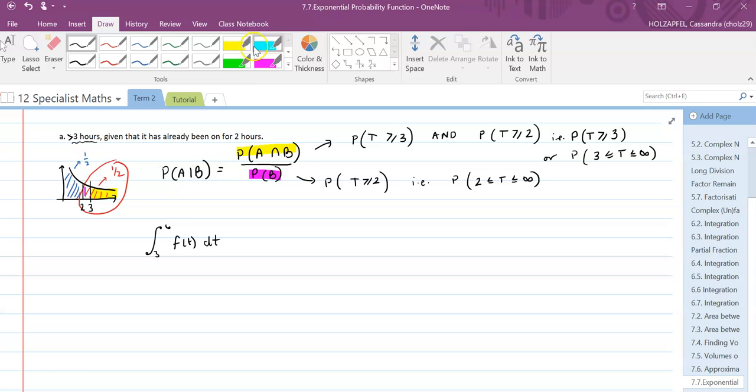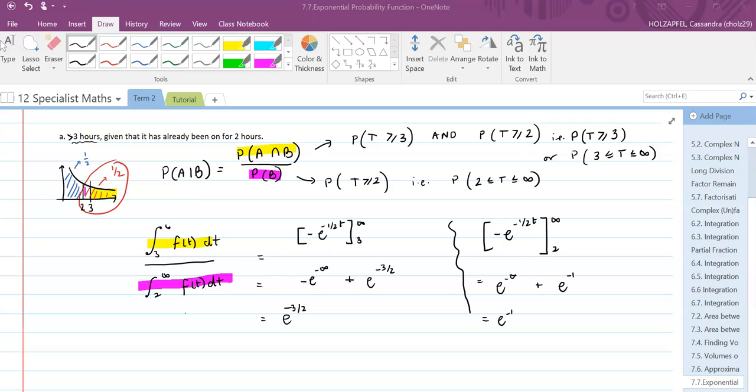And then we're going to divide that by this entire area, which is from 2 to infinity. So the integral from 2 to infinity of our particular function with respect to t. This is that bit in purple, which includes this entire area I was talking about. This is going to get a little bit complicated. Let's do the part in yellow first, then we'll work out the purple part, and then we'll finish this sum.